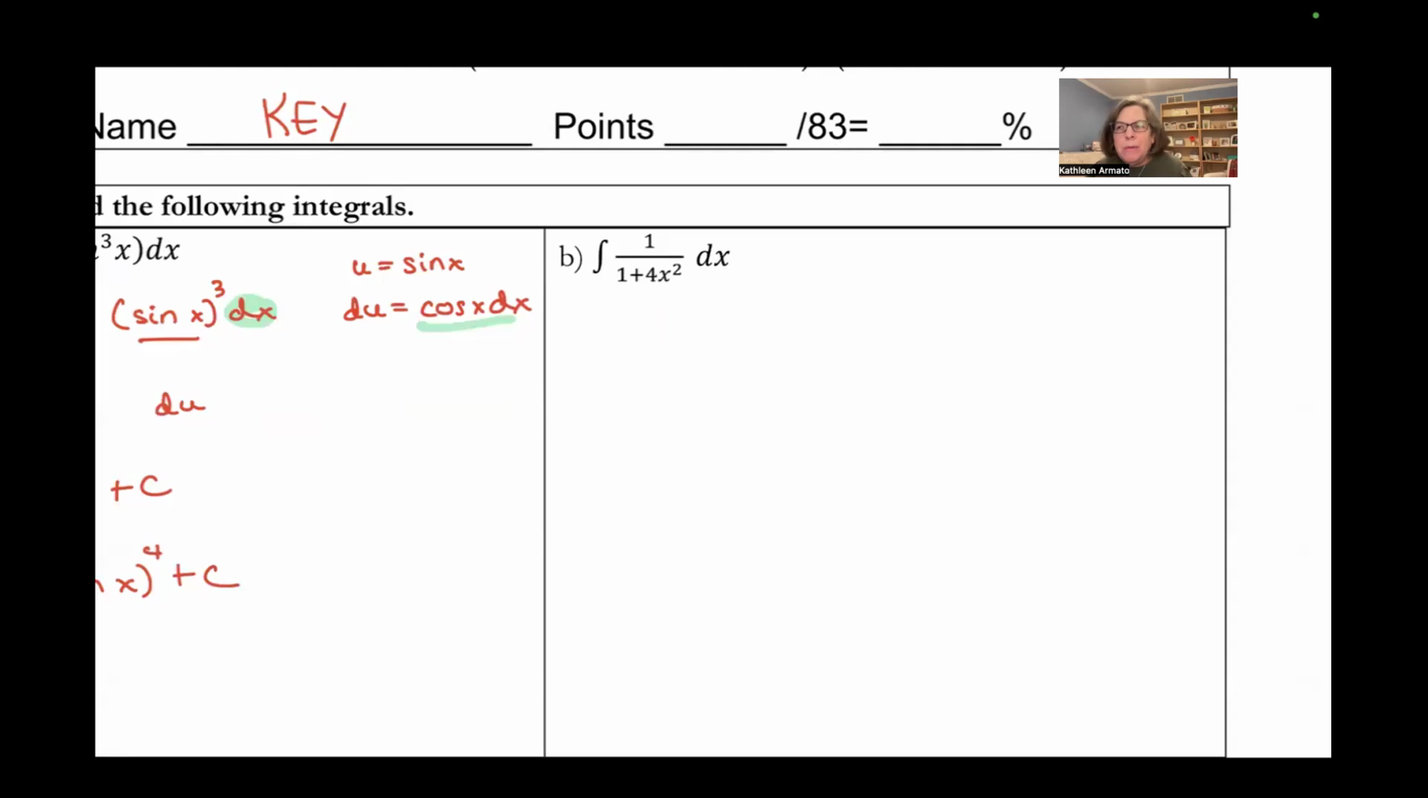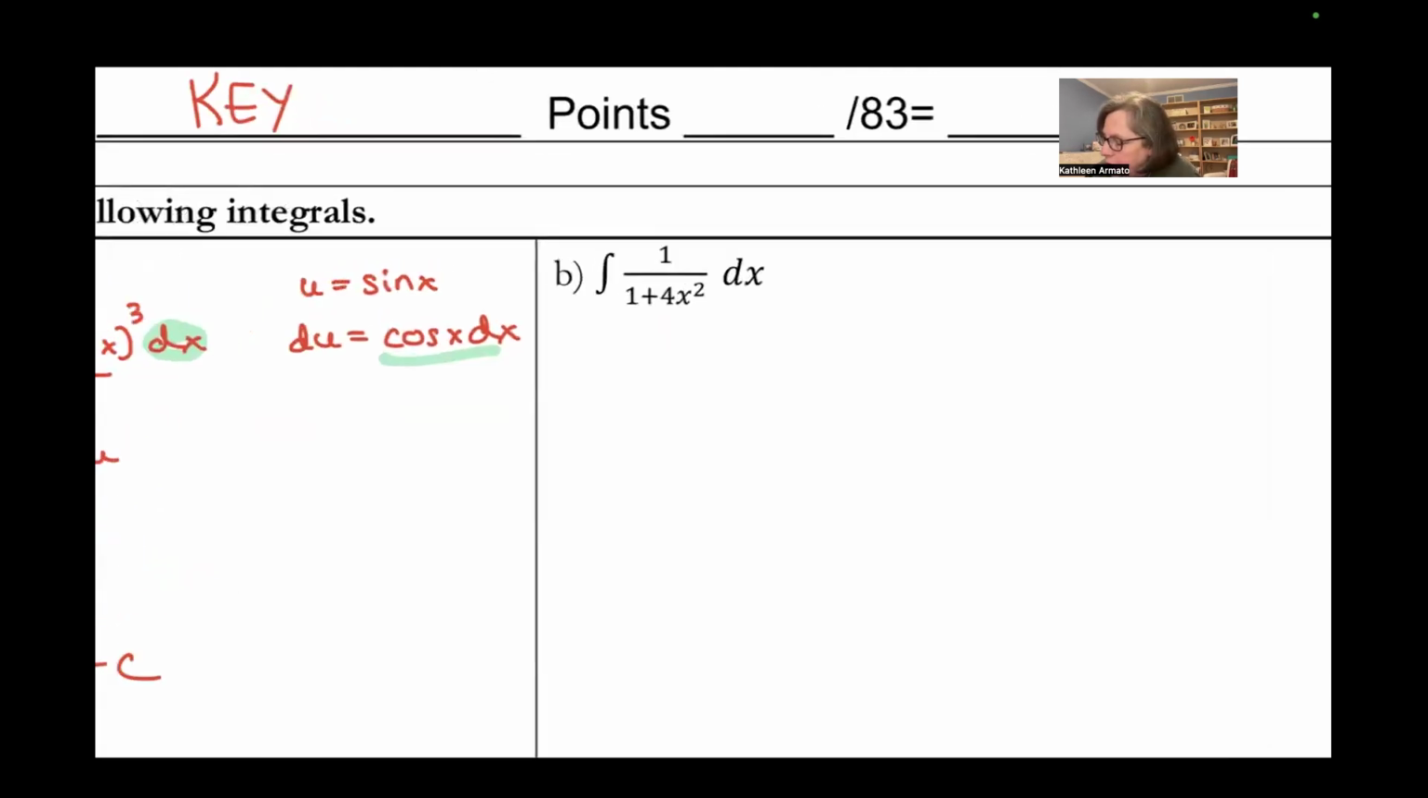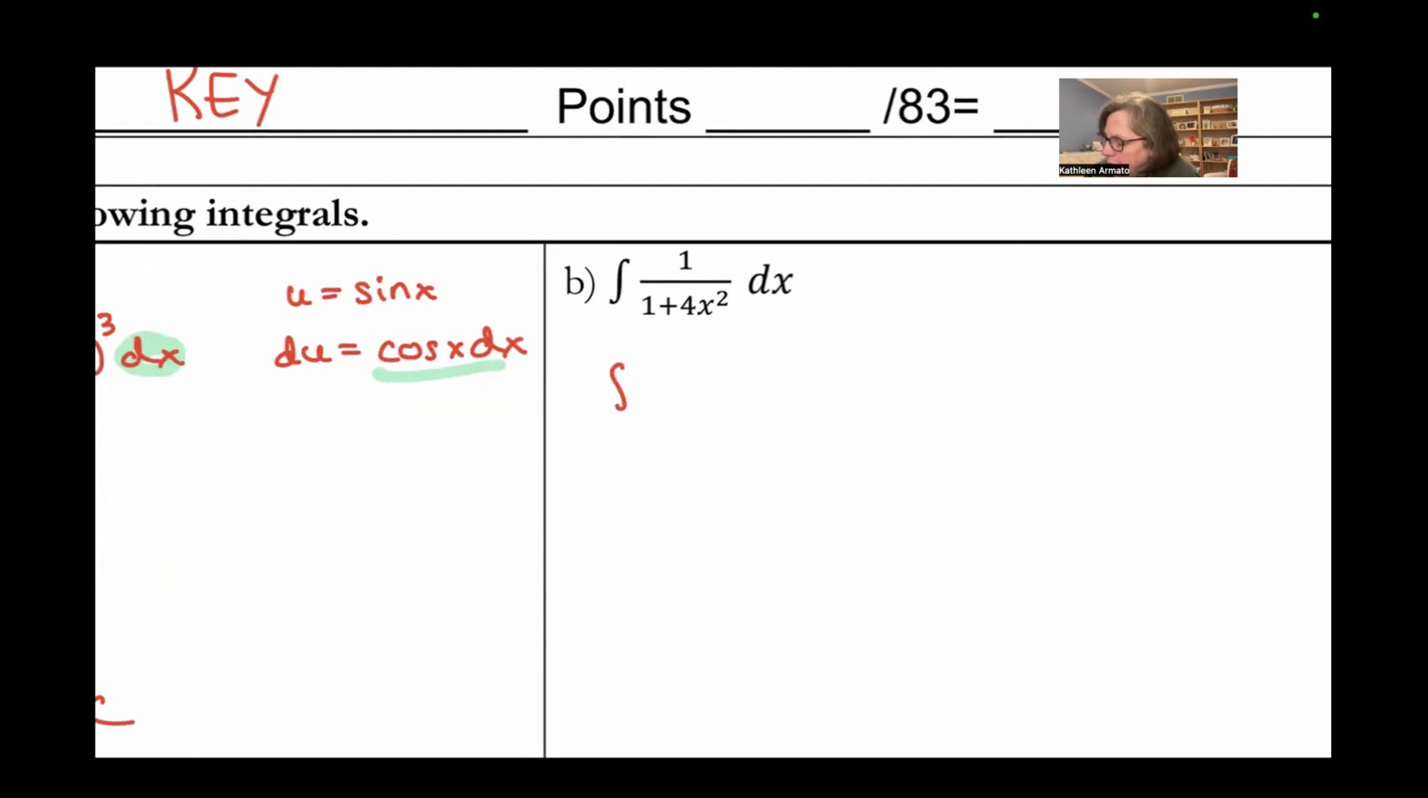All right, the next problem, hopefully it kind of looks like inverse tangent to you. Or it looks like the derivative of inverse tangent, which has some quantity squared. So if I want to change 4x squared to some quantity squared, the quantity would be 2x. So that's my inside function. I'm going to let u be 2x, which means that du equals 2 dx. So I need a 2 and I need a 1/2.